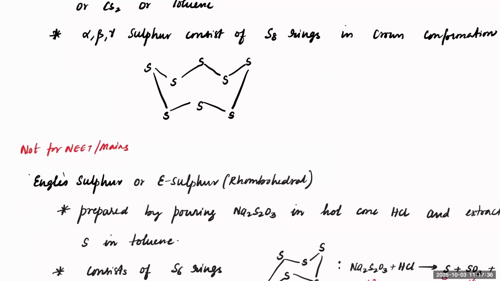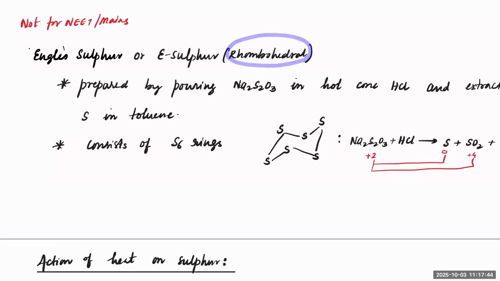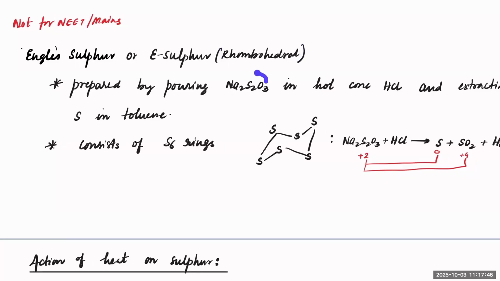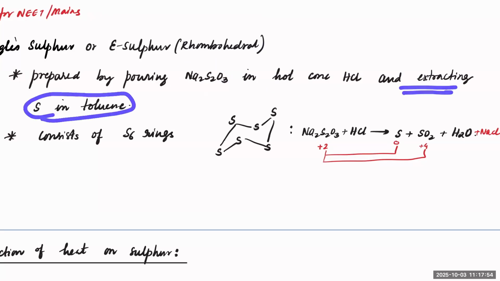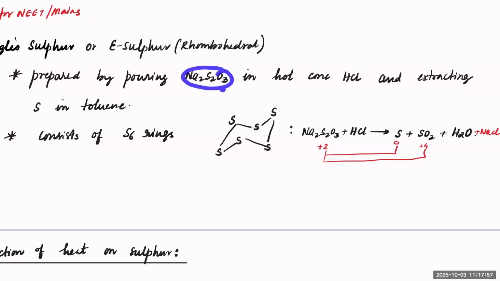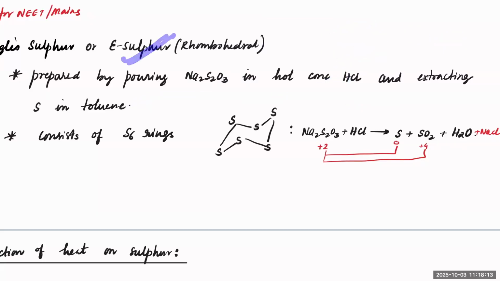Next, we have an epsilon sulfur or the angle sulfur. It is usually rhombohedral in form. It is prepared when you have Na2S2O3 in hot and concentrated HCl and extracting sulfur in toluene. Na2S2O3, when you add it to concentrated HCl, will convert into sulfur plus H2SO3. So this sulfur, which is in precipitated form, if you add it to toluene, it will start crystallizing, and that crystalline form is what we call angle sulfur.